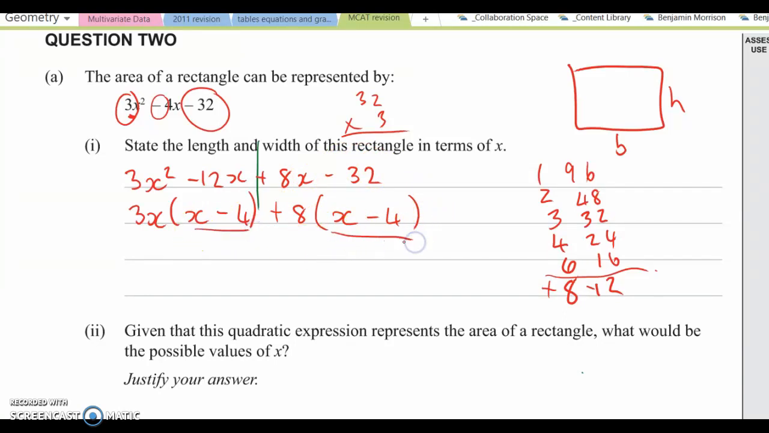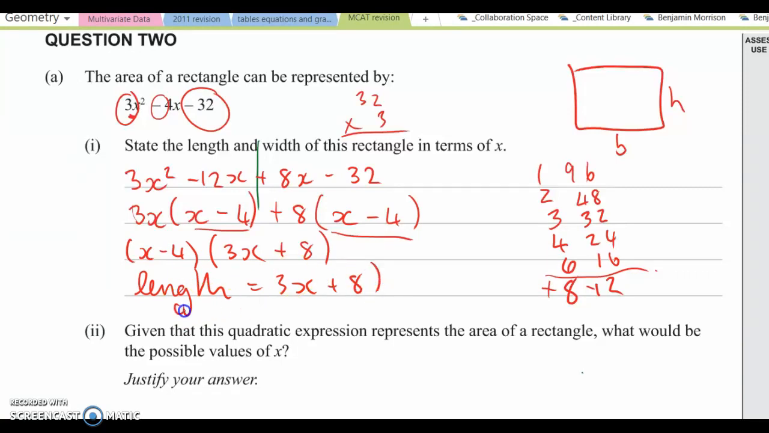Now I have a common factor of my bracket. Okay, so I'm going to take out this common factor bracket. What do I multiply this by to give me this little expression here? Well, I'd need to multiply it by 3x. And what do I multiply that by to give me this whole thing? I'd need to multiply it by plus 8. So there I have a length. 3x plus 8 looks like it might possibly be larger than my width. It won't really matter which way you put it in. They are just names after all. Awesome.